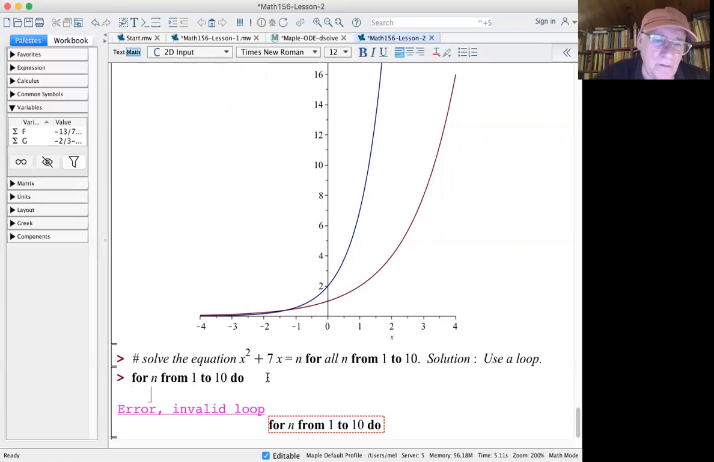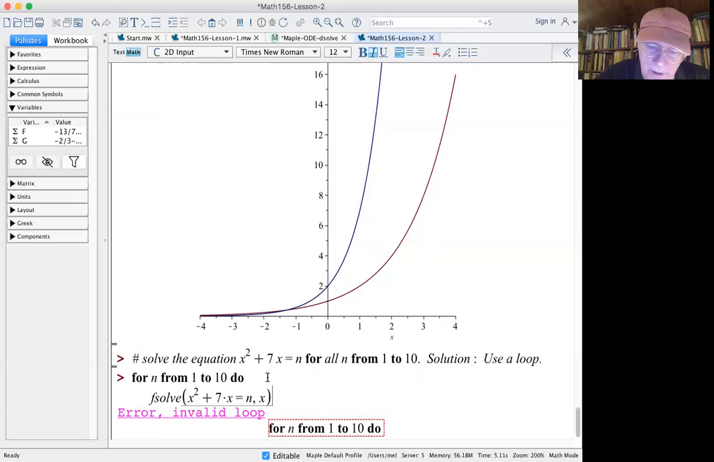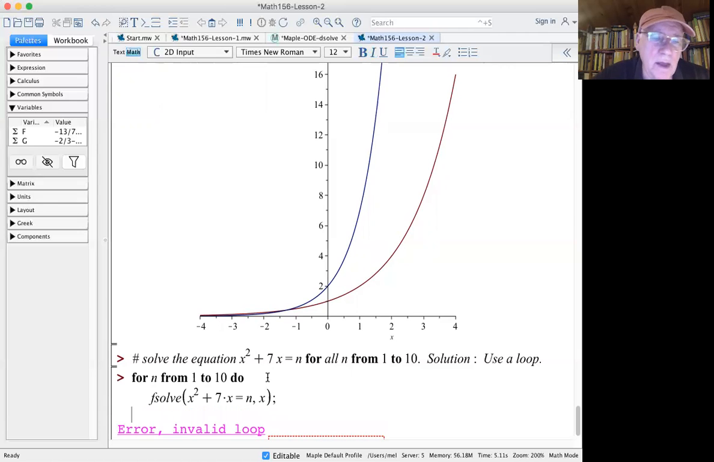And I'm going to indent a few spaces. So for each n, what I want to do is solve, let me use fsolve, the equation x squared plus 7 times x equals n for x. I want to go down a line, so Shift Enter, and then I have to write end do. For every loop, if you start with for n from something to something, do, then when you're done telling it what to do, you have to write end do. So now let me press enter.